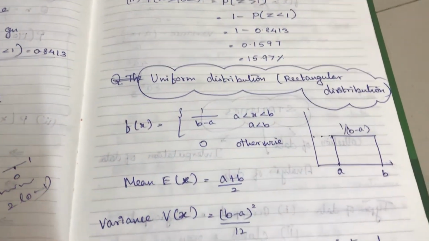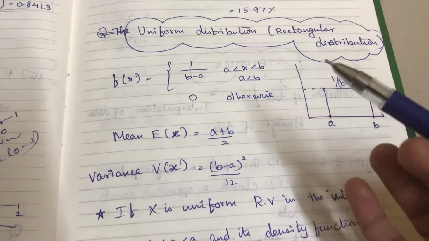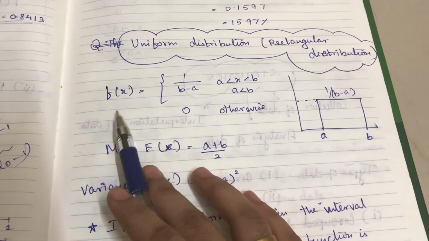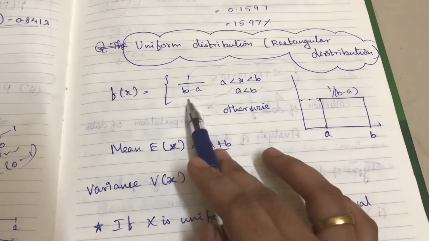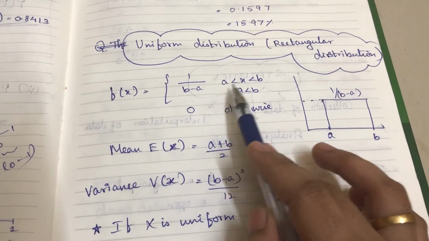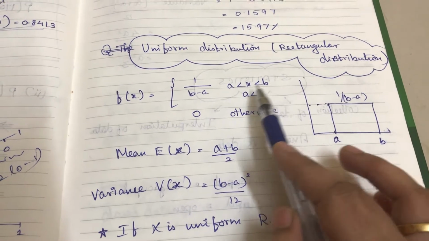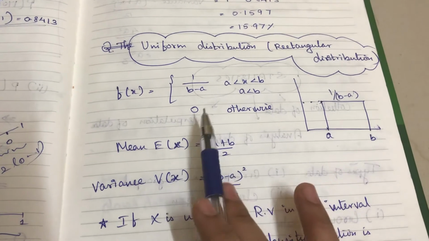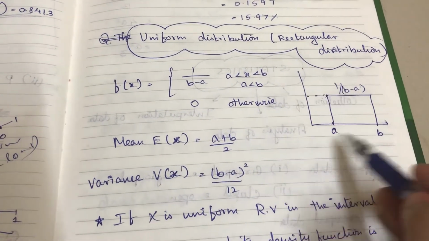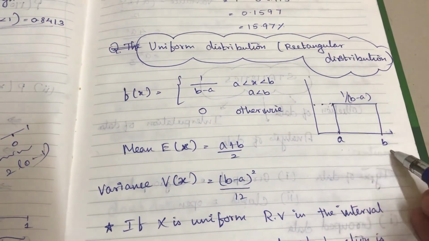Okay, next comes the uniform distribution, the rectangular distribution. It has no problems actually. We only see the concepts here. So f of x will be equal to 1 by (upper limit minus lower limit), and a is less than x which is less than b. So a to b is the limit here. Otherwise it will be 0. We can see here in a graph, a, b.